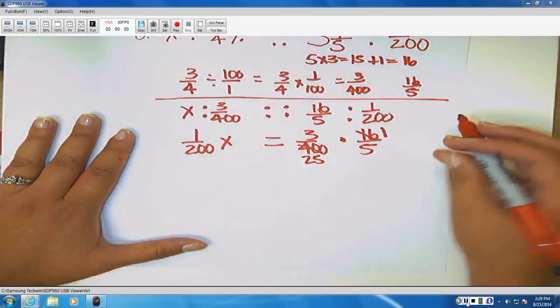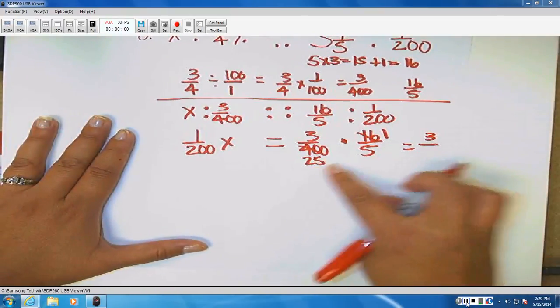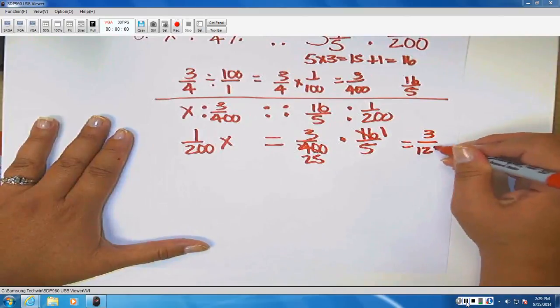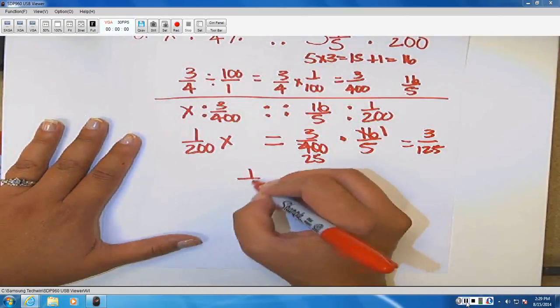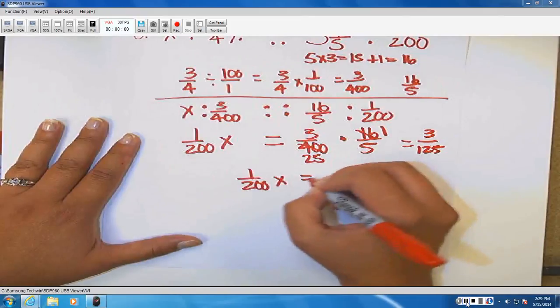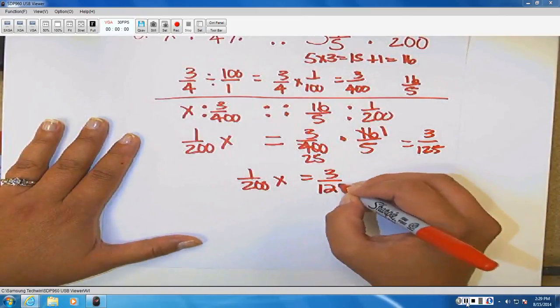3 times 1 is 3, and 25 times 5 is 125. So now our equation looks like this: 1/200x equals 3 over 125.